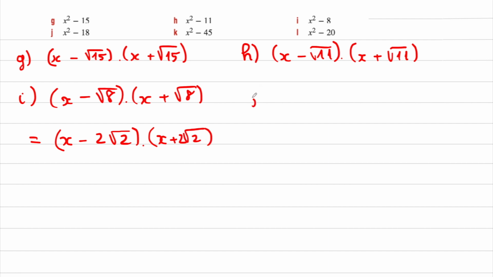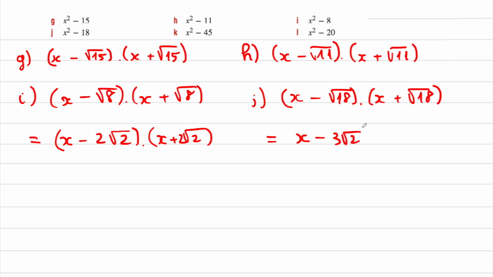Question J, the same idea, x minus square root of 18, 9 times 2. So for 9 times 2, you will have x minus 3 square root of 2. And the next bracket is x plus 3 square root 2 by this one.